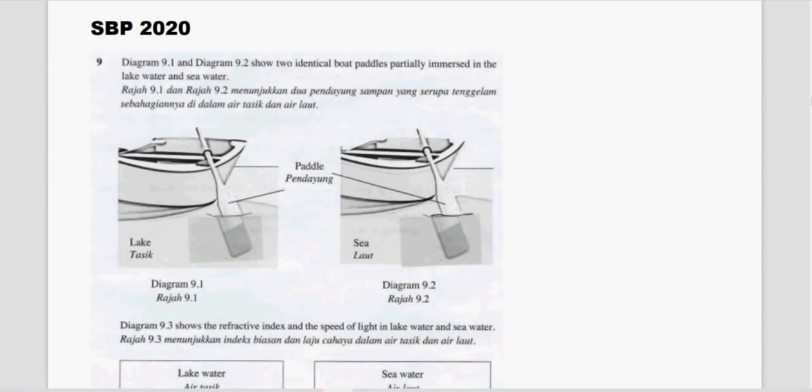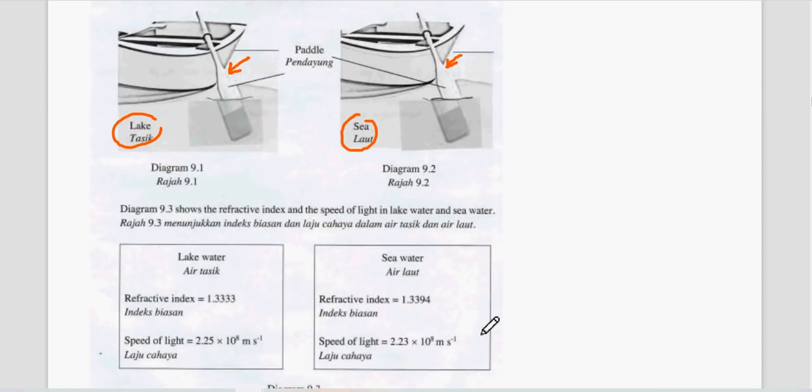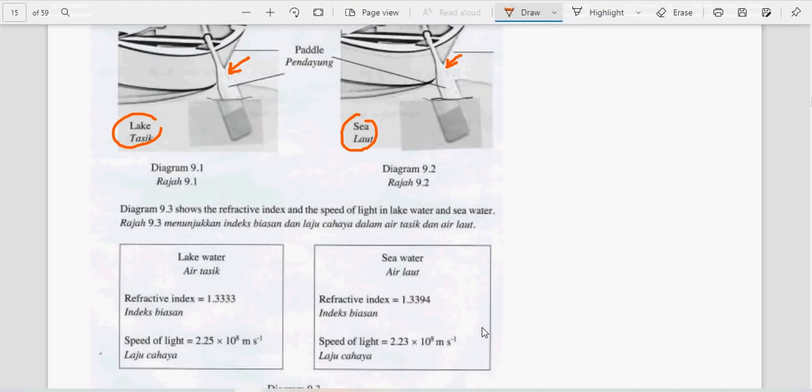Next, SBP 2020. So this is question number 9. Question number 9. So means that section B, the essay question. Okay. Also refraction of light. So diagram 9.1 and diagram 9.2 shows identical boat pedal partially immersed in the lake water and sea water. So this is lake water. This is sea water, and focus on the pedal, half immersed. Then look at the question. So I can see the obvious here, there is bending, right? This part.